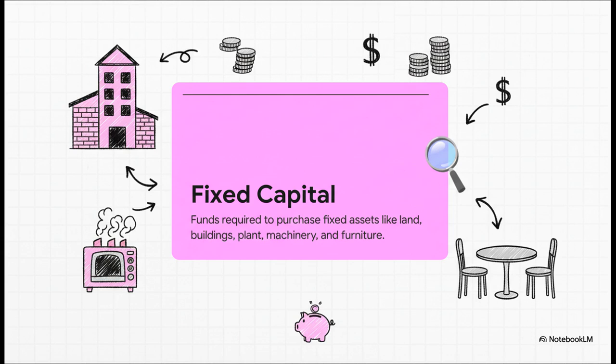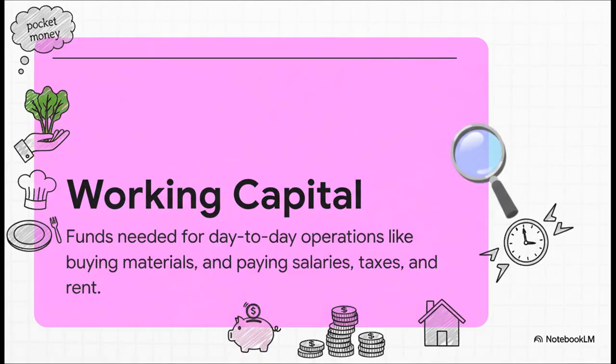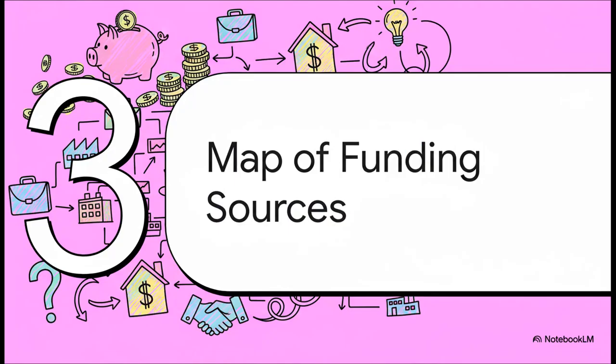That's your fixed capital. Okay, so if fixed capital is for all the big, permanent things, what about all the daily kharcha, the day-to-day expenses? Well, that brings us to our second type of capital. And that, my friends, is working capital. You can just think of it as the business's daily pocket money. It's the money that keeps the business working every single day. You know, buying fresh vegetables, paying salaries to the staff, paying the bijli ka bill, all of that comes from working capital.